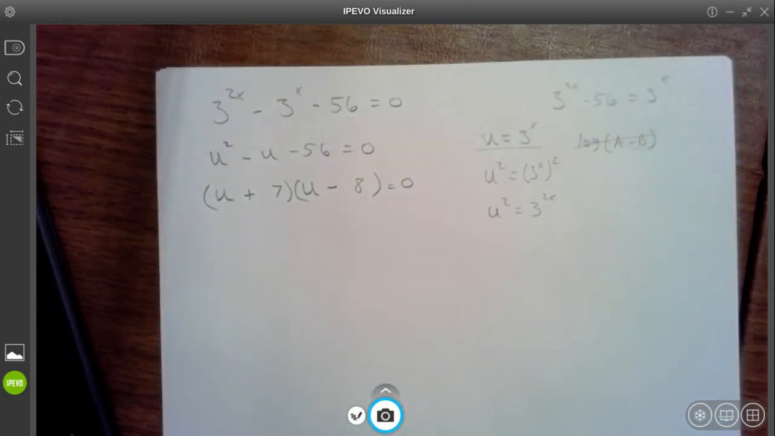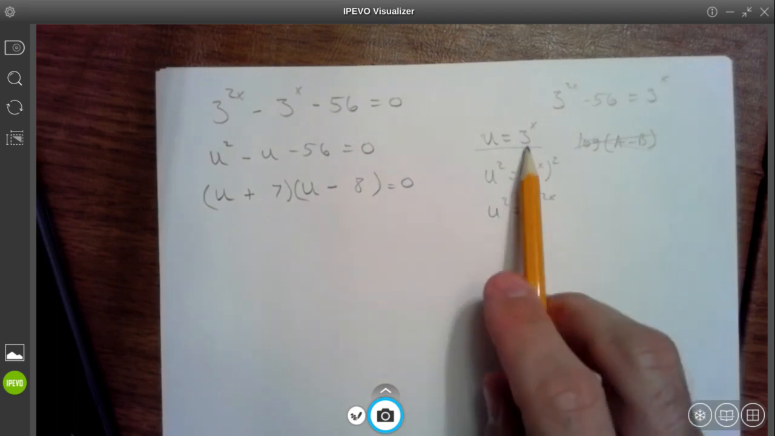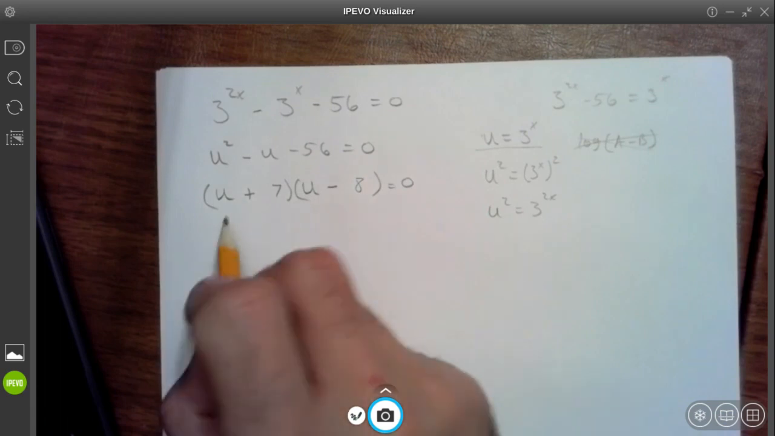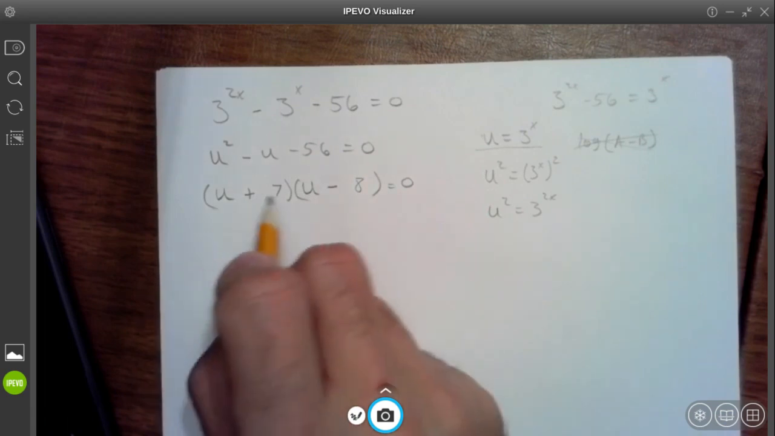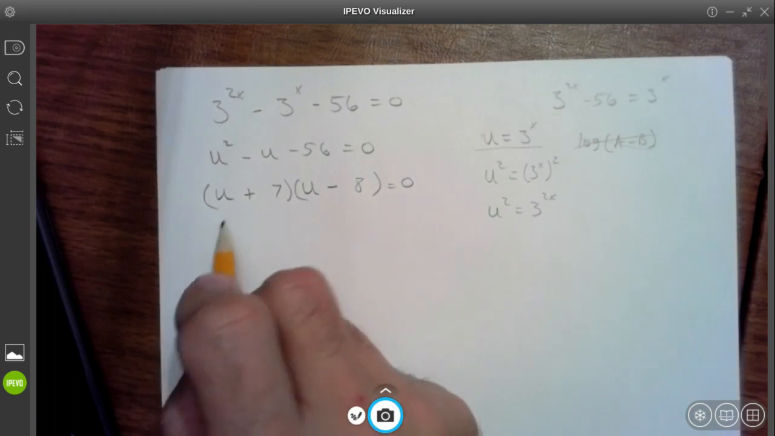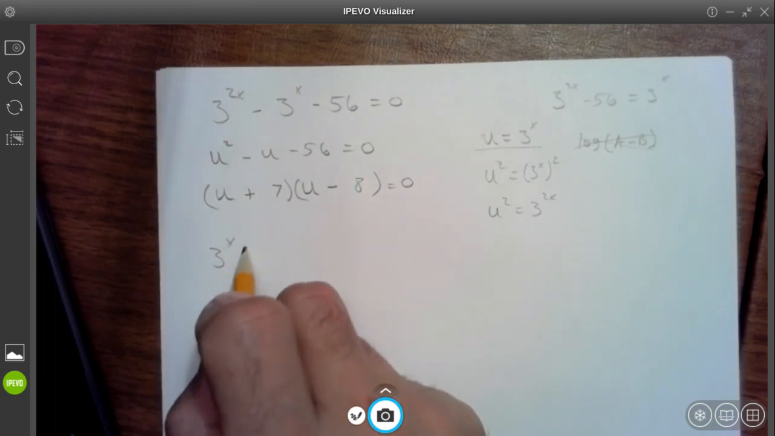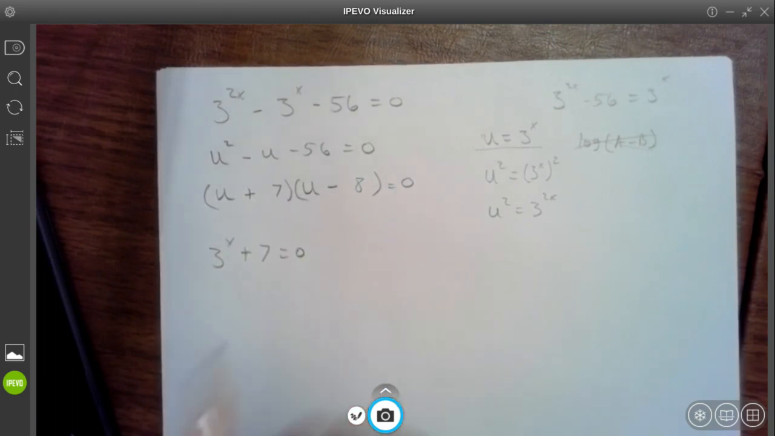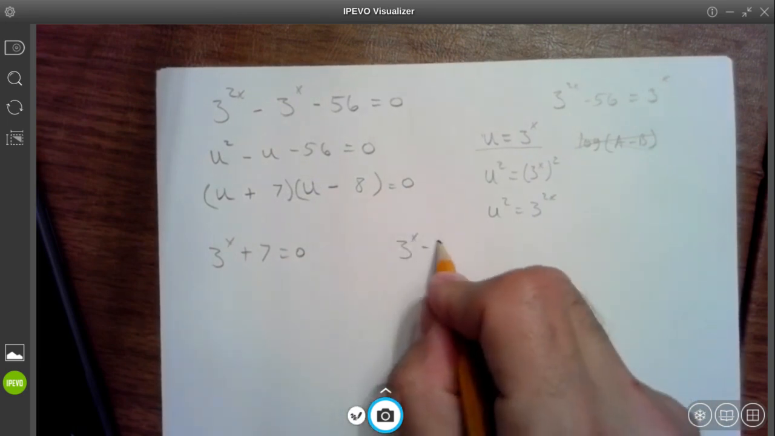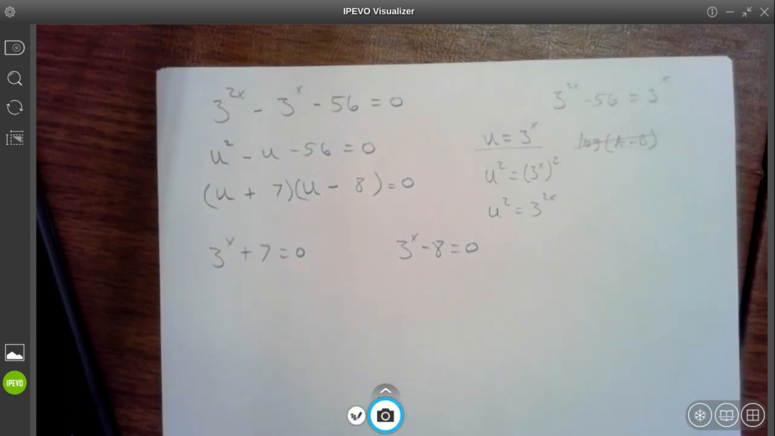At this point, we could go ahead and put our 3 to the x back in for these u's. Let me go ahead and set each of these factors equal to 0 at the same time. So I'm going to have 3 to the x plus 7 equals 0, and I'll have 3 to the x minus 8 equals 0.